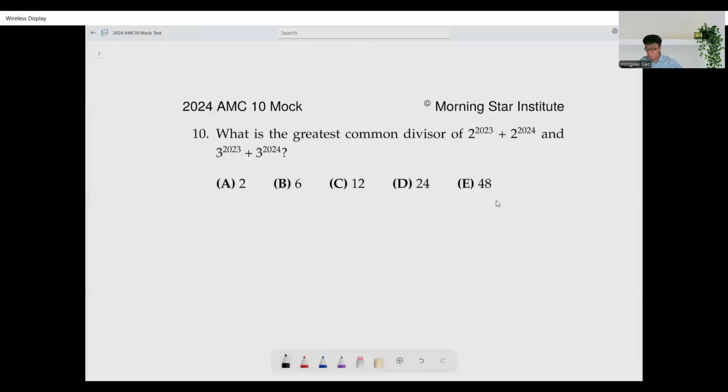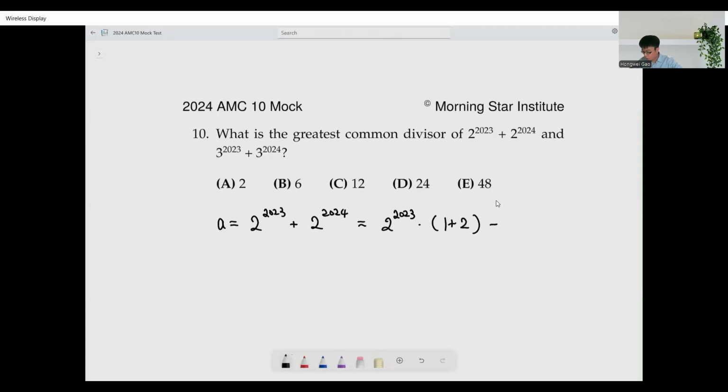Question 10. What is the greatest common divisor of these two big numbers? So let's write the first number. A equals 2 to the power 2023 plus 2 to the power 2024. We can factor out this common part, 2 to the power 2023. So it's this number times 1 plus 2, right?